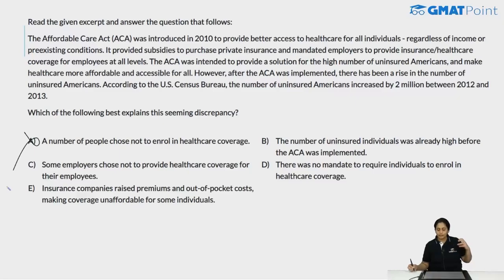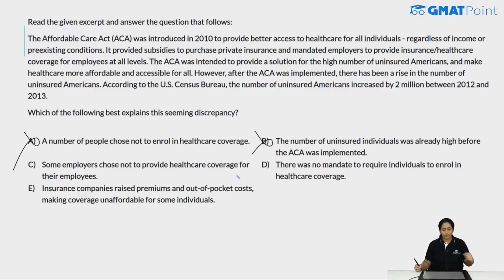B: The number of uninsured individuals was already high before the ACA was implemented. Even if this was the case, they would stay the same before and after the ACA. But what is observed is that the number of uninsured increased. Now you have to explain why that increase occurred, and B does not give a reason for that increase. So B is also eliminated.